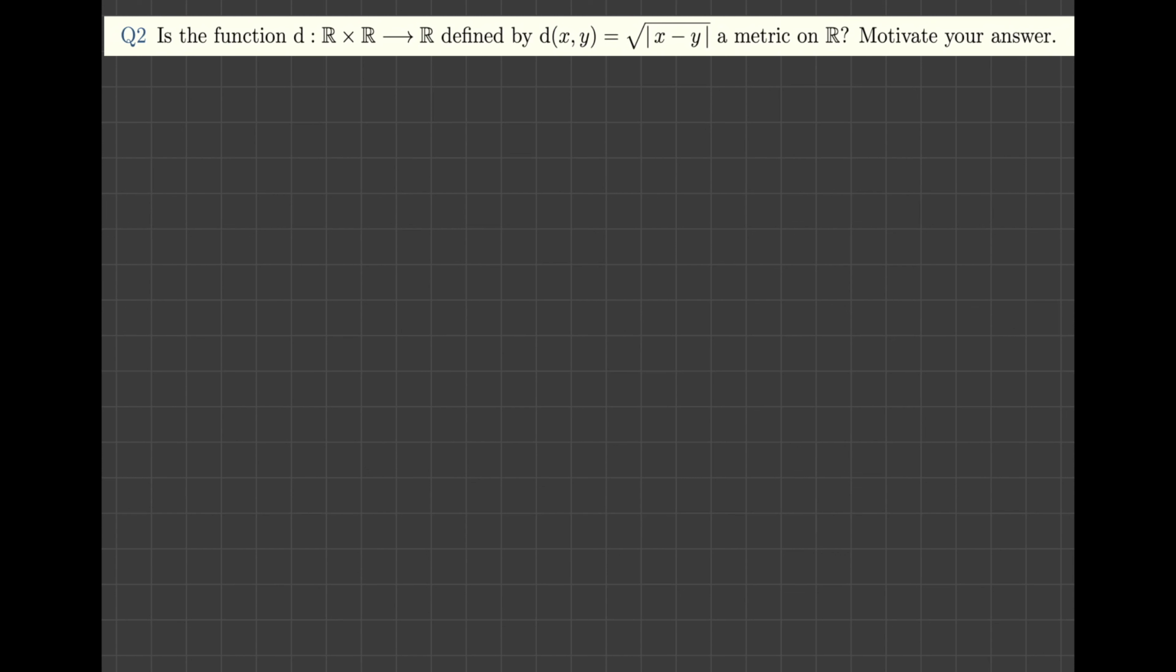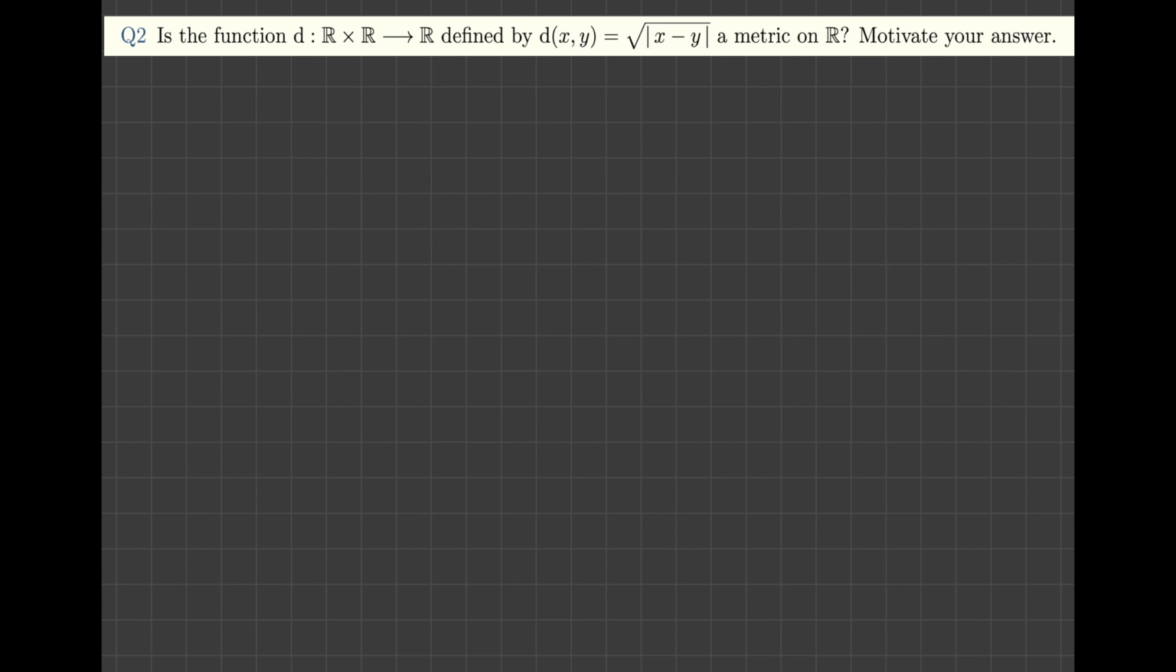Hello, in this video I solved the second question in problem set number 1. Let us read the question first. Is the function d defined on R Cartesian product R to R, defined by d(x,y) equals the square root of the absolute value of x minus y, a metric on R? Motivate your answer.